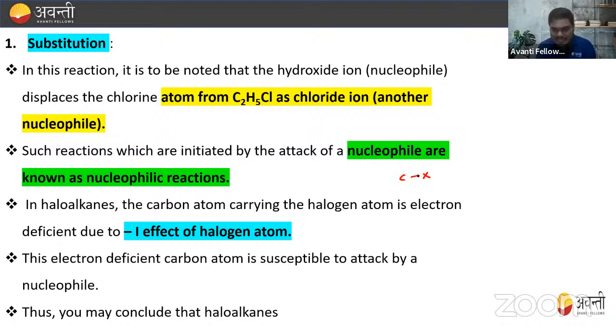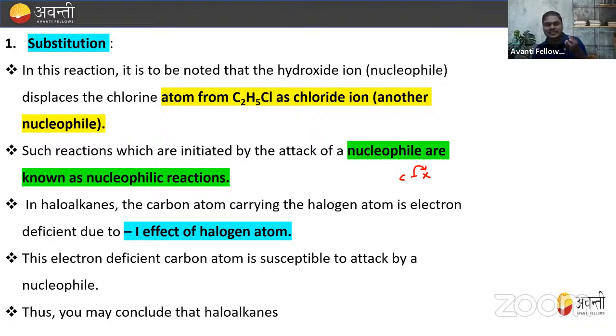Why? It is basically because we all know that halogen is a very good electron withdrawing group. Due to the higher electronegativity of X, that is the halogen, whether I'm talking about chlorine, fluorine, bromine or iodine, carbon is bonded to a more electronegative atom. So the C-X bond of the haloalkane is polarized because halogen is more electronegative, right?